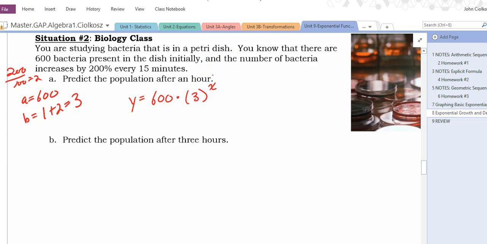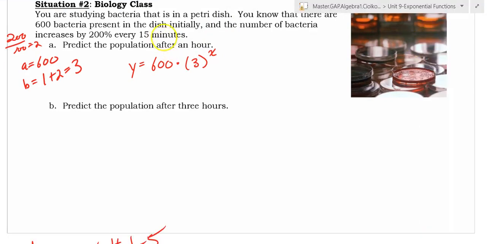Now, kind of a trick with this problem. We're talking about minutes. So every 15 minutes this thing happens. So after an hour, well, let's see, there's 60 minutes in an hour, and this thing happens every 15 minutes. So I want to figure out how many times 15 minutes happens in 1 hour. I would divide, and that tells me this thing's going to happen 4 times. So to figure it out, I would plug in 4 for my x. GeoGebra, answer.